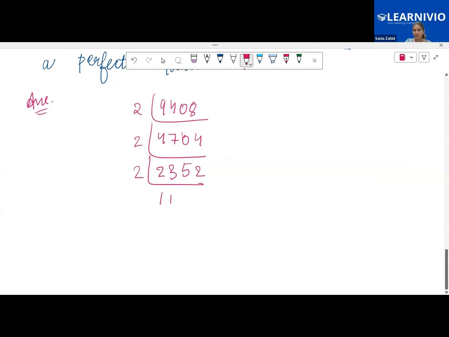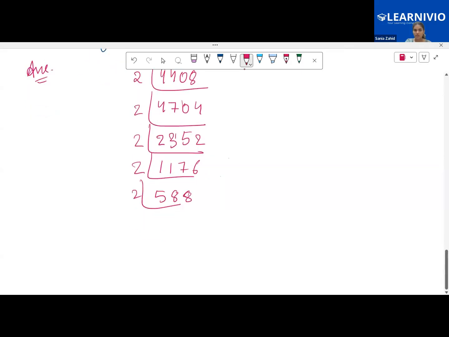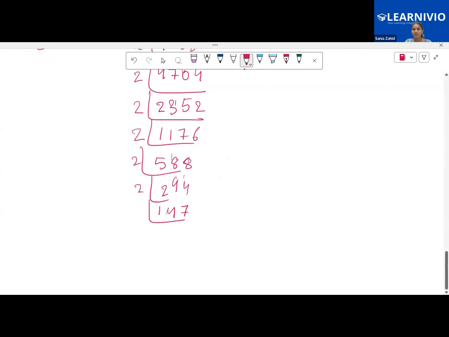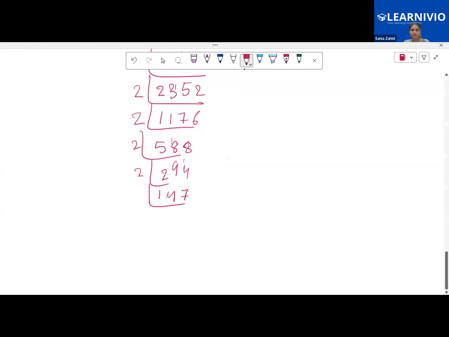So 2 into 2, 1, ones are 2. 1 time, 7 times, and 6 times. Again by 2, 5 times, 8 times, 8 times. 2 into 2 times, 9 times, and 4 times. 1 time, 4 times, 7 times. Now 147. Now this can't be divided by 2. So with which number have you divided? Ma'am, 3. Very nice.